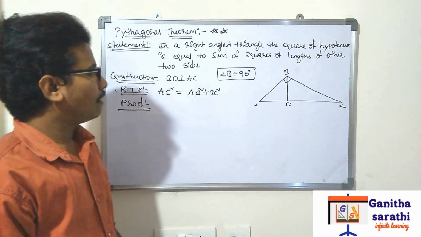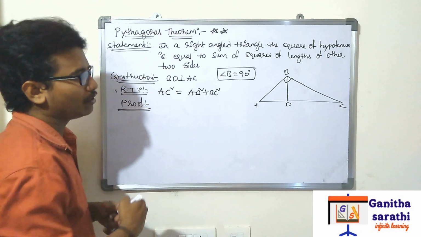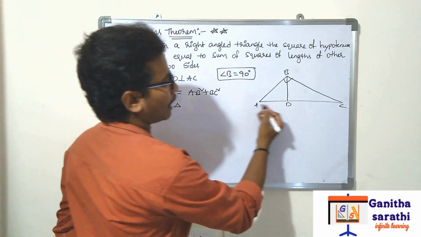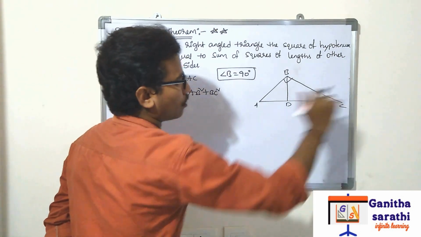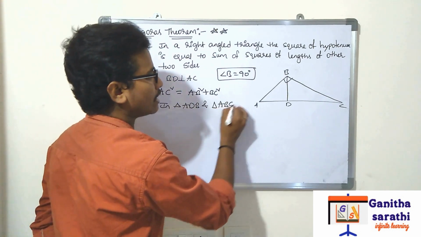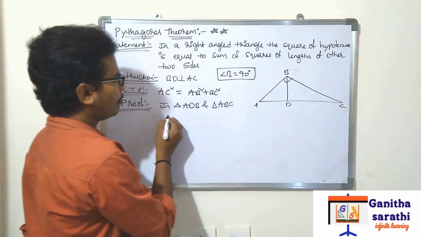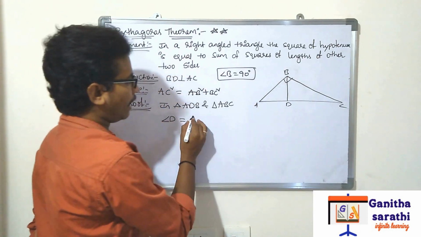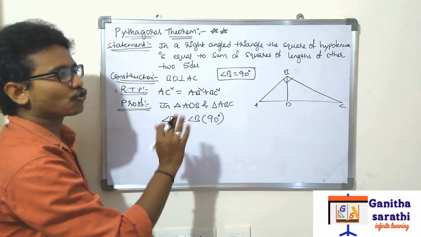Now see here, first we have to prove the similarity of triangles. From the figure, first take triangle ADB and triangle ABC, this small triangle and the total triangle. First prove the similarity. How will we prove the similarity? We know that in triangle ADB, angle D is equal to 90 degrees, and in ABC, angle B is 90 degrees. So take 90. Now we know angle A is common in both the triangles.